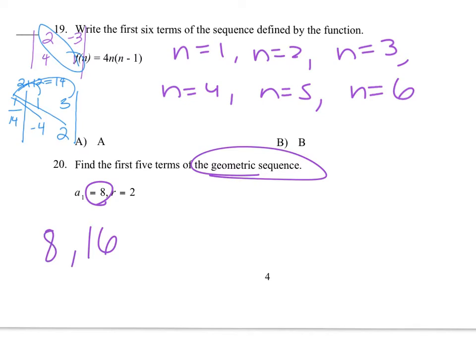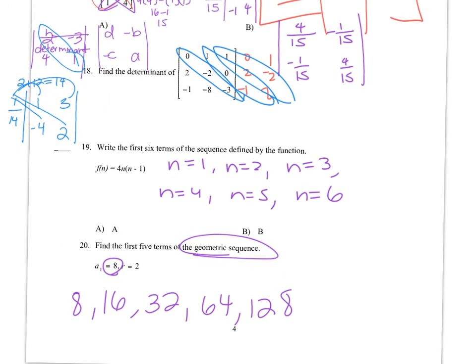So be really careful because this is multiple choice. You're going to get it all the way wrong if you start with 16, and you shouldn't. Okay? So then I would do 16 times 2, 32, and then 32 times 2, 64, and then 128. That would be the first 5. Make sure you include the first one they give you. That should be a super easy question.